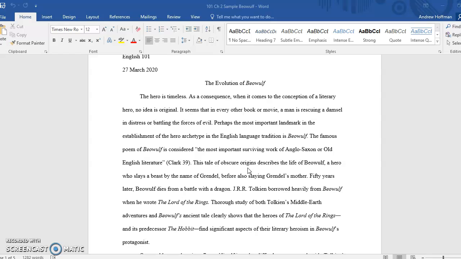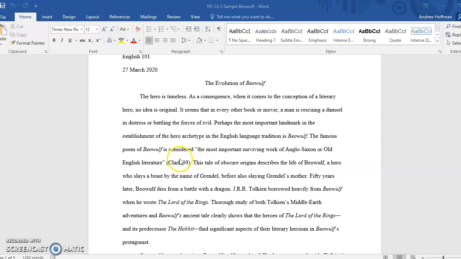Perhaps the most important landmark in the establishment of the hero archetype in the English language tradition is Beowulf. The famous poem of Beowulf is considered, quote, the most important surviving work of Anglo-Saxon or Old English literature, end quote, Clark 39. So please remember how this is done.